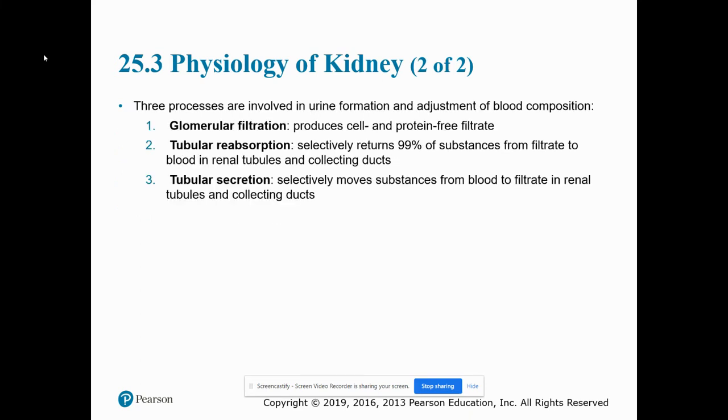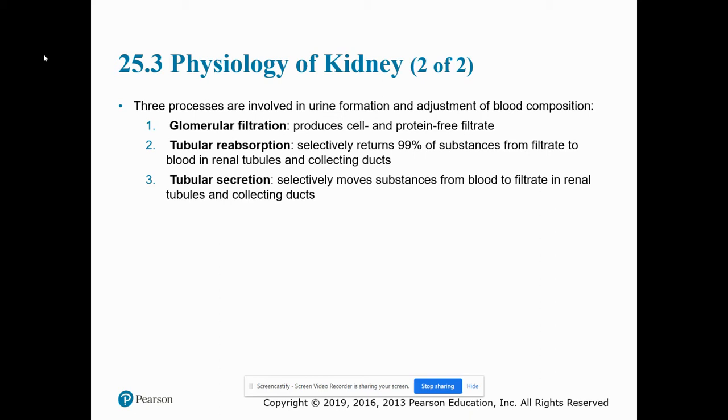There are 3 processes involved in urine formation and adjustment of blood composition. The first is glomerular filtration. This is the process that's going to produce this cell and protein-free filtrate. Then we have tubular reabsorption, which is going to return about 99% of the substances from the filtrate to the blood. So we're going from filtrate to the blood. We are reabsorbing. We're taking it back into our body in renal tubules and the collecting ducts.